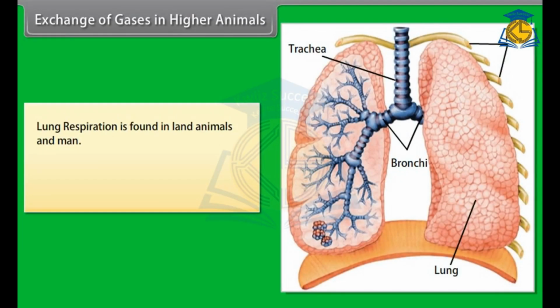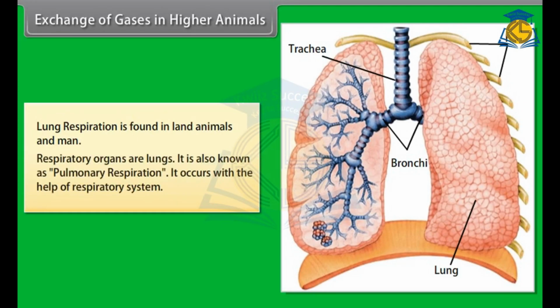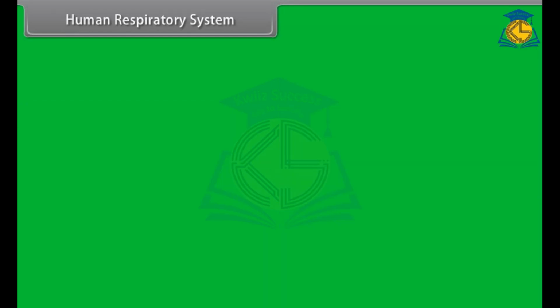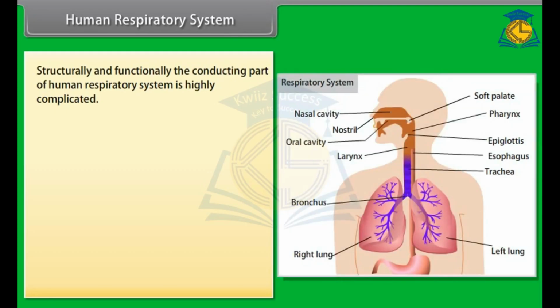Lung respiration is found in land animals and man. Respiratory organs are lungs. It is also known as pulmonary respiration. It occurs with the help of the respiratory system. Human respiratory system: structurally and functionally, the conducting part of the human respiratory system is highly complicated.